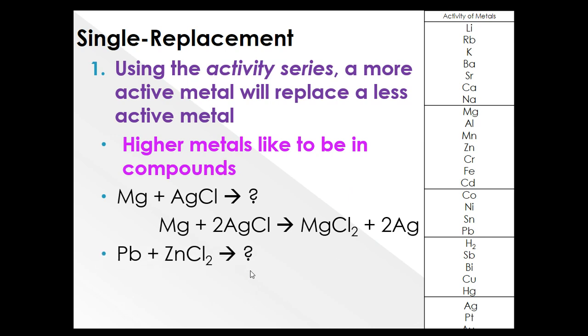Let's try another one. Here we have lead alone, and we have zinc with chlorine. So we're going to compare lead and zinc. Lead is here, and zinc is up here. So zinc is higher up, zinc is the winner, and zinc gets to be in the compound. And I notice that zinc already is in the compound. So a less reactive metal cannot replace the more reactive metal. So for this, you would say NR, or no reaction, because you can't switch out a less reactive with a more reactive. So no reaction would take place here.